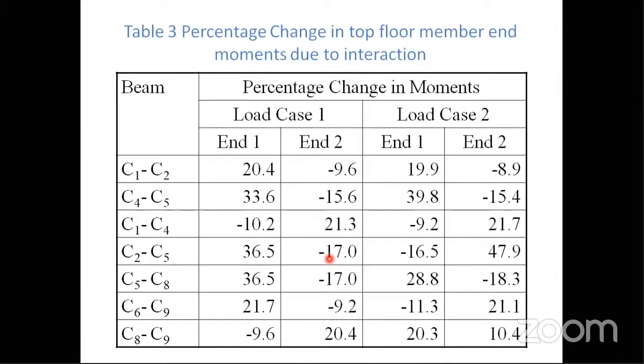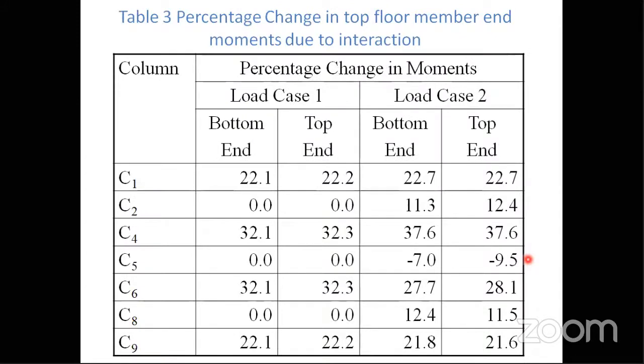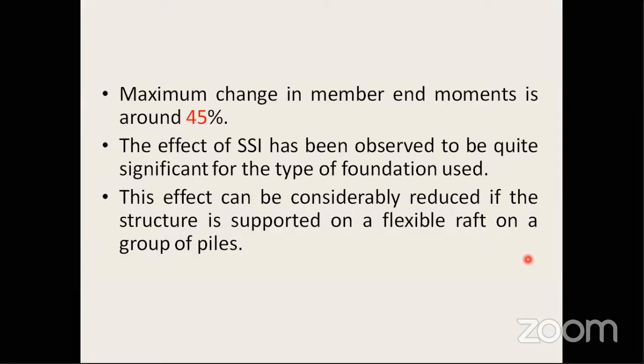Okay, so this is the change in moments we can see for different particular beams. You can see here there is a 47.9% increase also. Okay, so the maximum change in member end moment is around 45%. The effect of SSI has been observed to be quite significant depending on the type of foundation used, and the effect can be considerably reduced if the structure is supported on a flexible raft or on a group of piles. Okay, as we increase the thickness of the foundation, obviously it is coming closer to the fixed base condition. Or even if the soil is becoming stiffer and stiffer, it is coming close to fixed base conditions.